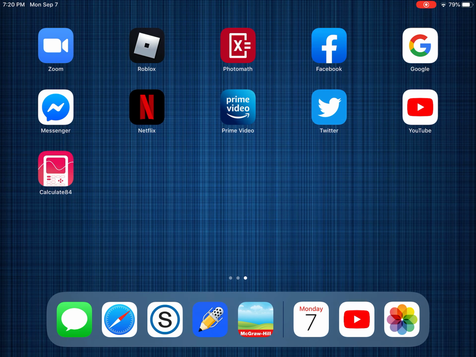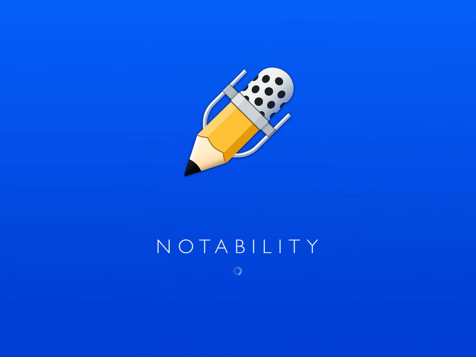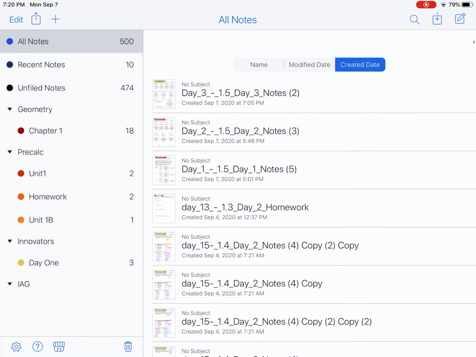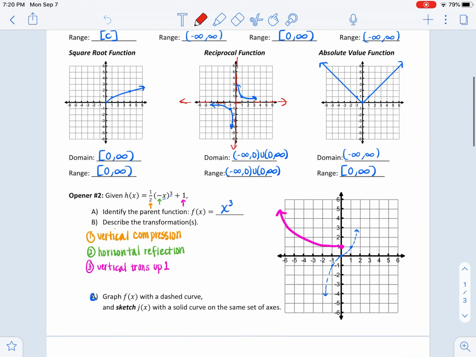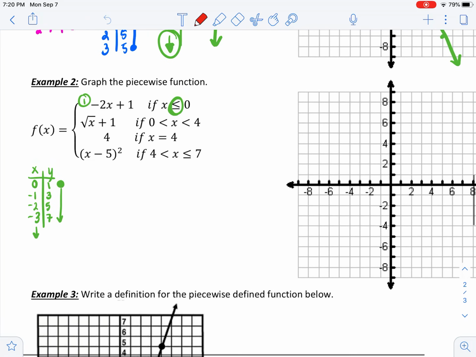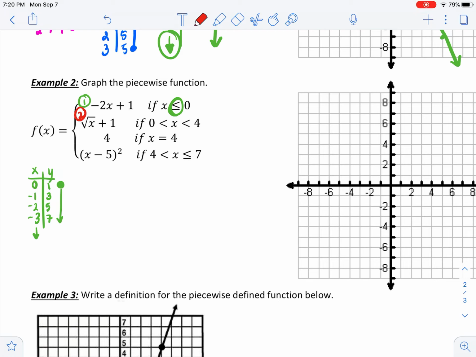That just froze, so give me a second while I open it back up. Every once in a while that happens. Happens a lot in geometry. Okay, go back to it. All right, number 2.